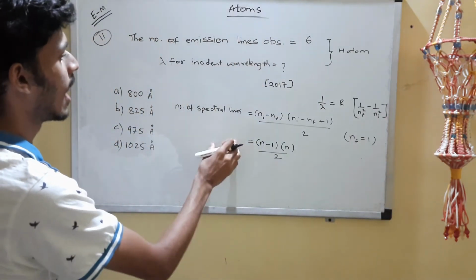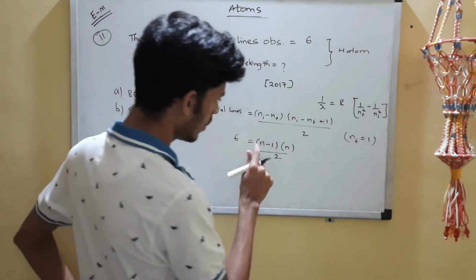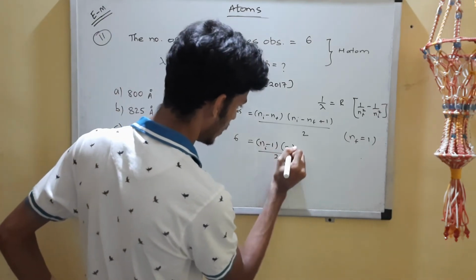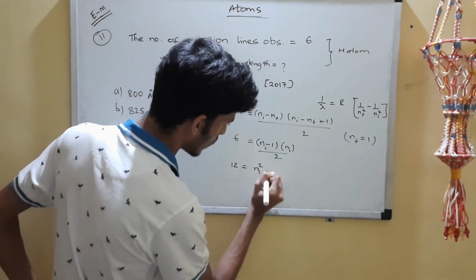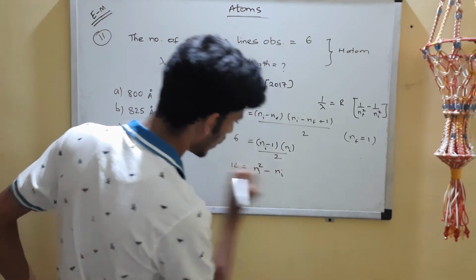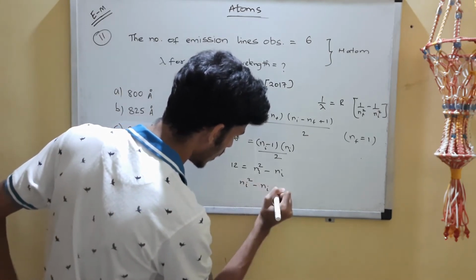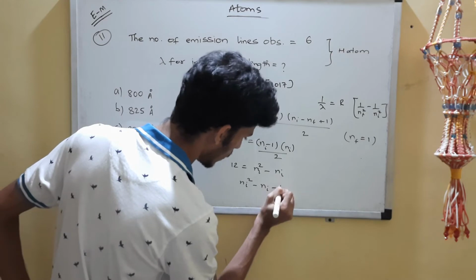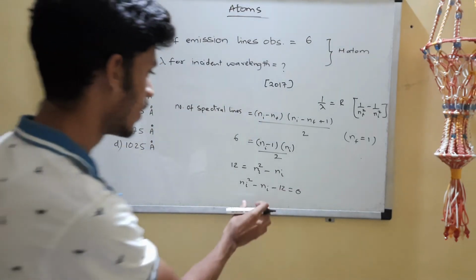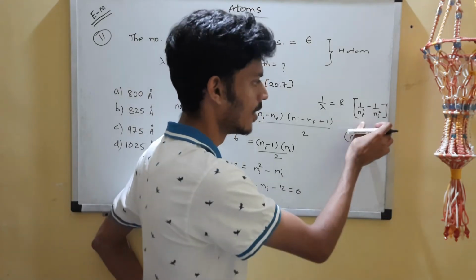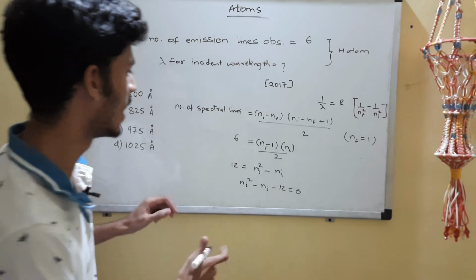So that is the formula for number of spectral lines. Now this is given as 6, right? Number of spectral lines is 6. Now this n, I'll write it as n initial only. So here you'll get 12. So n initial square minus n initial equals plus or minus 12. So this is the equation that we are supposed to find. That will give us the value of n initial. We'll substitute it over here, and that will give us lambda. So that is the whole idea of this question.